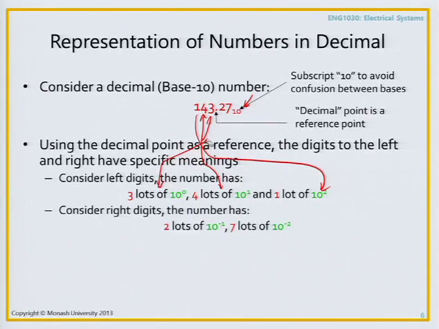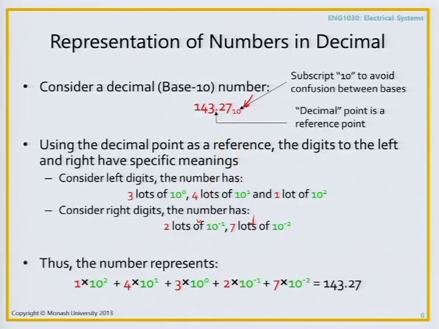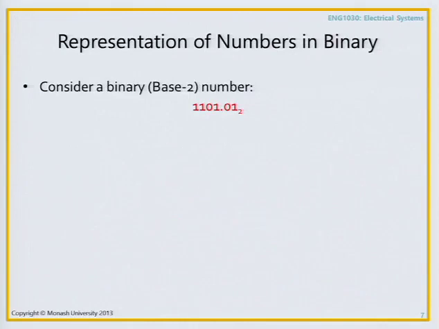If you consider the digits to the right, then you can say there are 2 lots of 10 to the minus 1, because that's 0.1 times 2, and there are 7 lots of 10 to the minus 2, because 10 to the minus 2 is 0.01. Now, if we add all those together, this number represents 143.27. We do this naturally, ever since we learnt numbers in primary school. It's no different when we're representing numbers in binary.